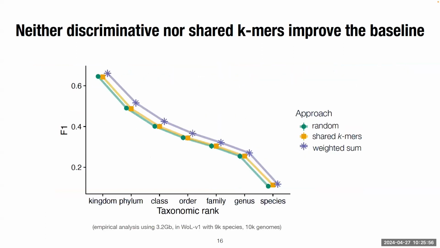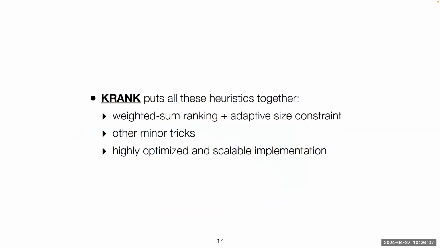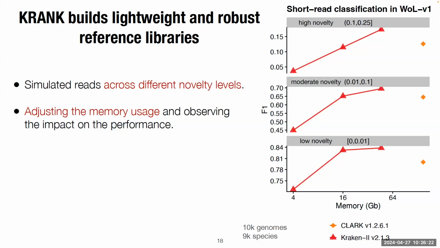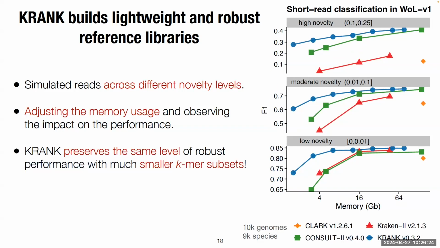So that's the intuition here, and we have a scalable heuristic to impose this intuition during the k-mer selection. And doing that, we could improve over the random baseline and shared k-mers using this coverage heuristic, the purple line. So that's an even higher F1 score. And combining all these heuristics with some minor tricks in a scalable implementation, we had crank. So crank uses all these heuristics to smartly select k-mers in a taxonomy-aware manner. We simulated reads across different novelty ranks. The blue line is crank, and it's above the other tools.